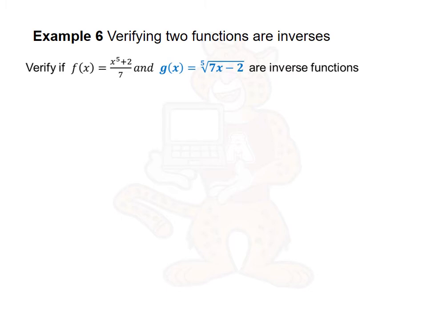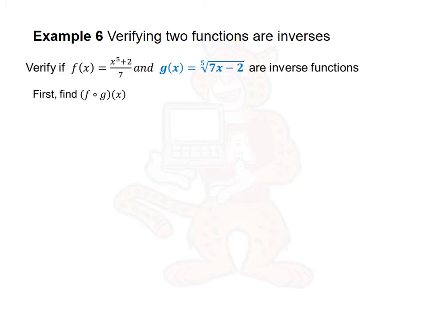Let's make another example to verify if these functions that we have given here are inverses of each other. So let's verify if f of x equals (x to the 5th power plus 2) over 7 and g of x equals the 5th root of 7x minus 2 are inverse functions.